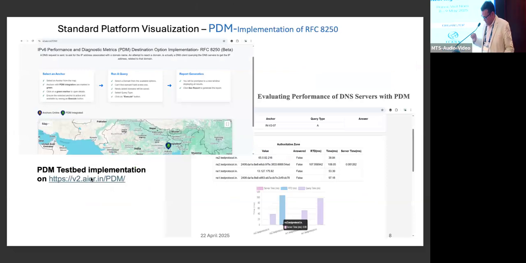This is something which has been done in IETF 122, the RFC 8250, which is gauging the server latency as well as the network latency. We have implemented that in some of the DNS servers like NSD, Bind, Unbound, PowerDNS. And we have implemented PDM in those servers in Anycast instances.